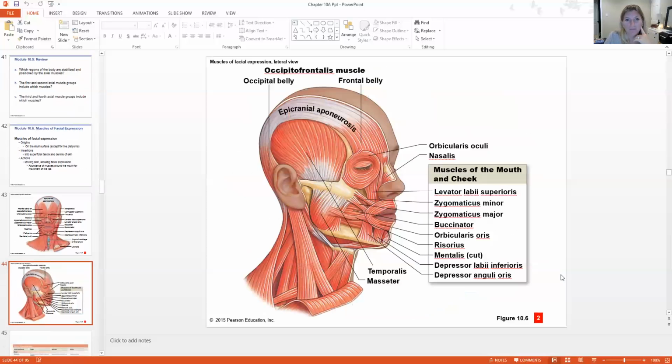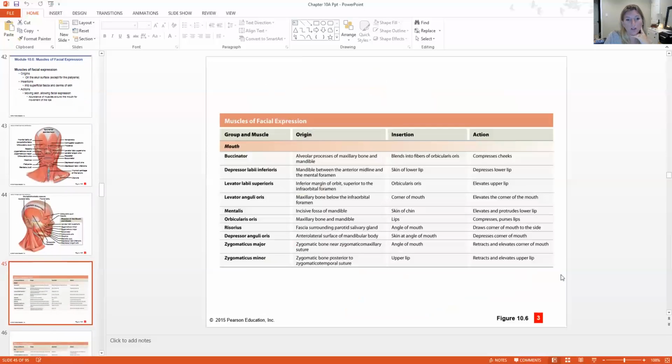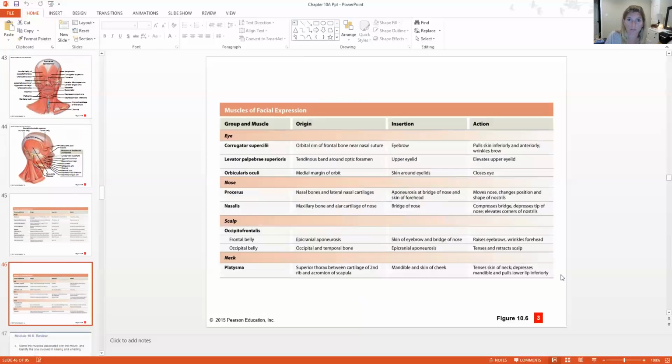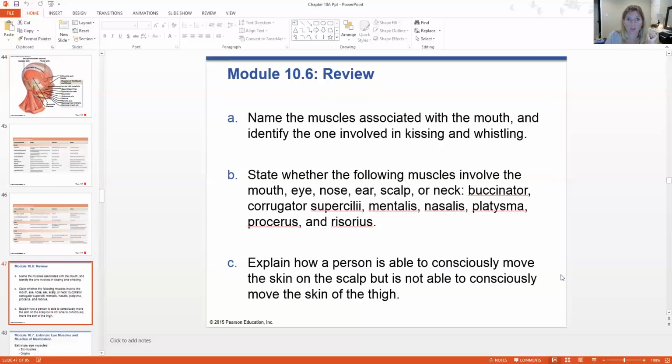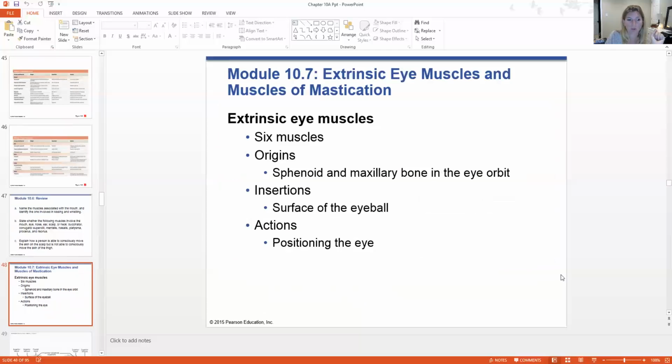That one's pretty easy. Here is the chart from your book showing you the origin, insertion, and action. And again, your chart has on it exactly what you need to know for every muscle. So if it's just listing a muscle and it doesn't give you an origin and action or an insertion, then you don't need to know it. If it gives you the origin and action and insertion, then that's what you need to know. I created the chart as your basis of knowledge for this chapter. Take a look at these 3 review questions, see if you can flip back and answer the questions.